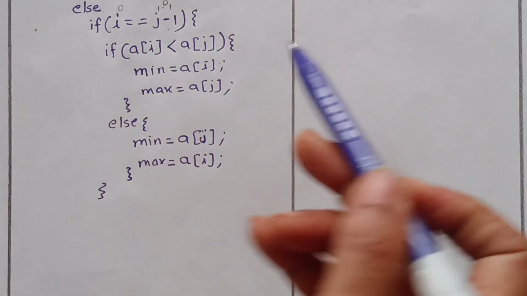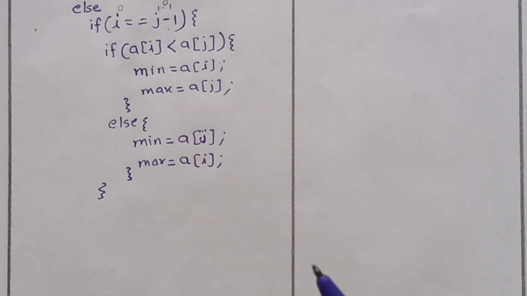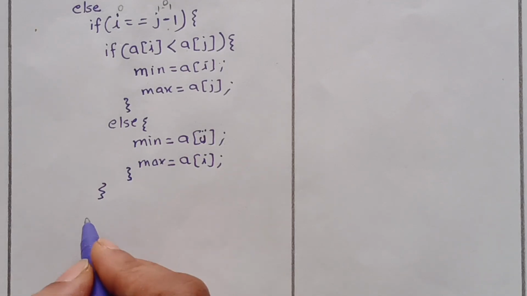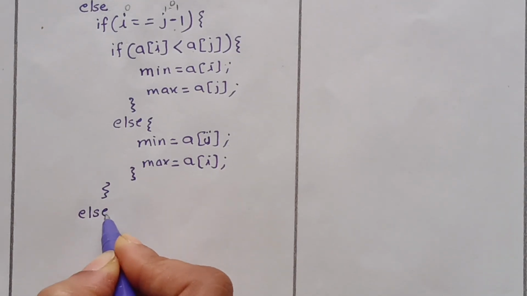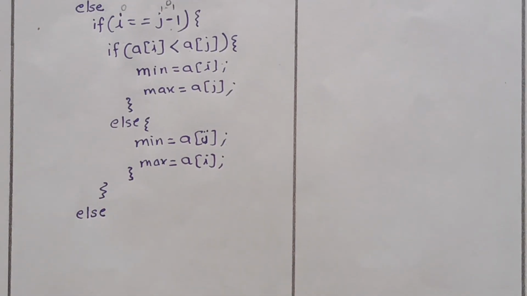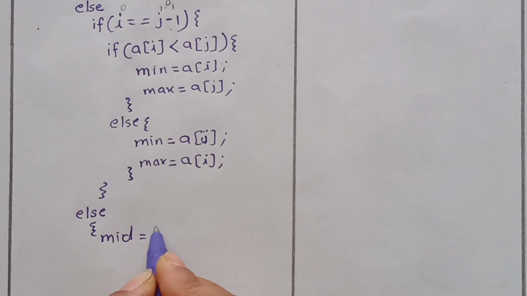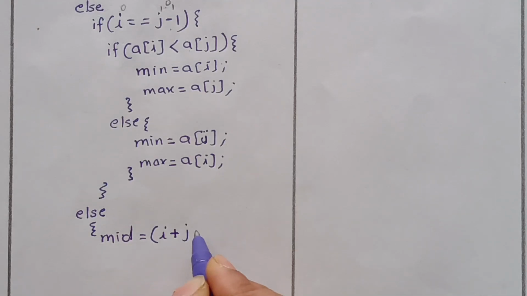If there is only one element, then minimum and maximum are that one element. Next, if there are more than two elements, then what should you do? You have to find out mid. How will you find mid here? Take the initial value plus the final value, minus 1, divided by 2. That is, i plus j divided by 2.